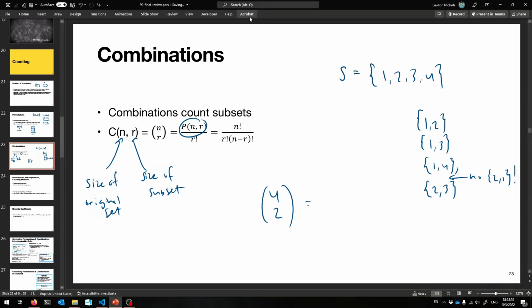What's P(n, r)? That's going to be 4 times 3. Choose 2 things out of a size 4 set, and then over 2 factorial, so that's 2 times 1. So that's going to be 12 different ways, or 12 divided by 2, so 6 different ways. Okay? And hopefully that is correct. We will see. But that is morally correct if I did the math wrong. So that's how you do combinations.